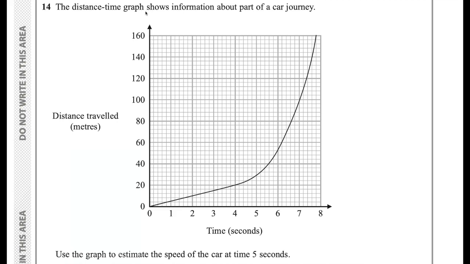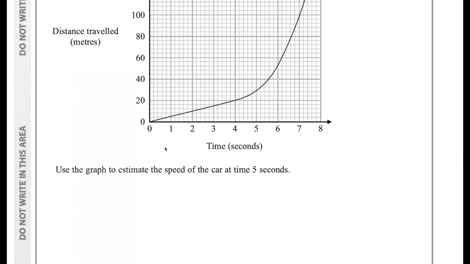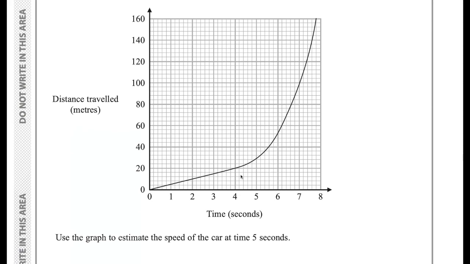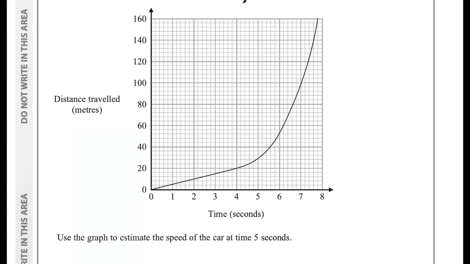Question 14 says the distance time graph shows information about part of a car journey. Use the graph to estimate the speed of the car at time 5 seconds. Okay, so at time 5 seconds, that would be here. So we want the speed at that time. For these types of questions, what you want to do is draw a tangent to the graph at that point. This can sometimes be a bit tricky because it's hard to see exactly what the tangent should look like. So there's ways of drawing it so that you get slightly different lines.